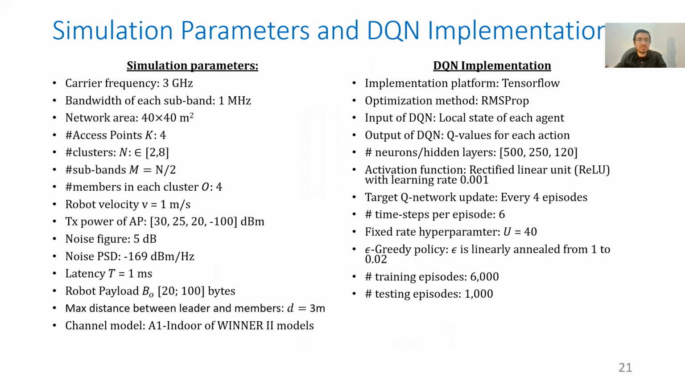So these are the simulation parameters. Some of the important ones are that there are 4 access points distributed within the floor. We vary the number of clusters between 2 and 8, and in each cluster there are 4 members. We discretize the transmit power of the access point into 4 levels, that is 30, 25, 20, and minus 100 dBm, where minus 100 dBm corresponds to no transmission. The latency T is set as 1 millisecond, and the robot payload size is varied from 20 to 100 bytes.